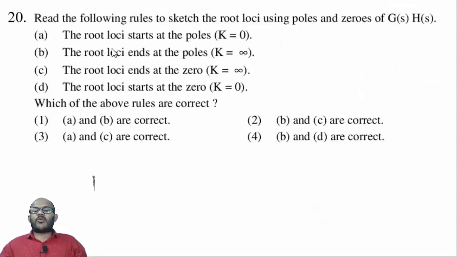Moving on to the 20th question, what they have given is, read the following rules to sketch root loci. The root locus always starts from a pole, this statement is correct, and terminates at a zero.